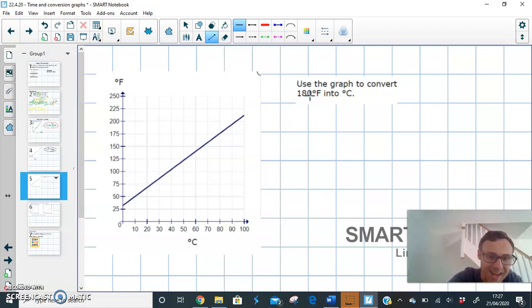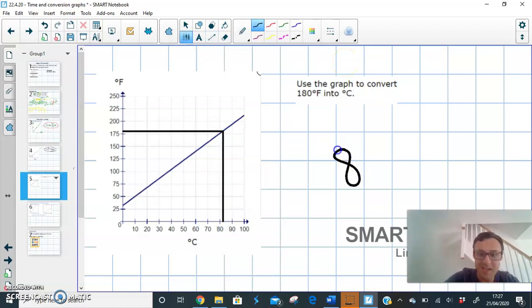I need to find 180, which would be just above the 175, so roughly about here. And I go all the way along to my standard line, which is there. Now drop it down because I want to put it into degrees Celsius. So I would say that that is about 82 degrees Celsius.